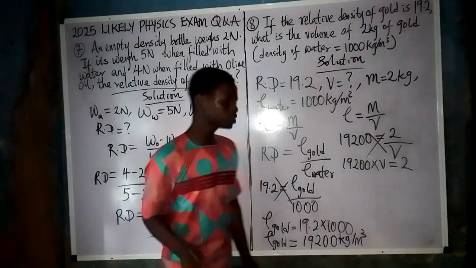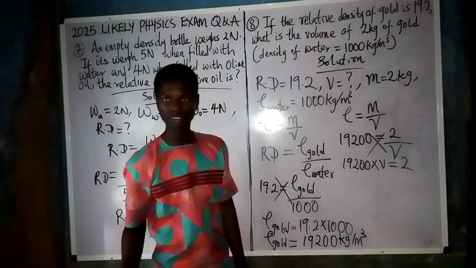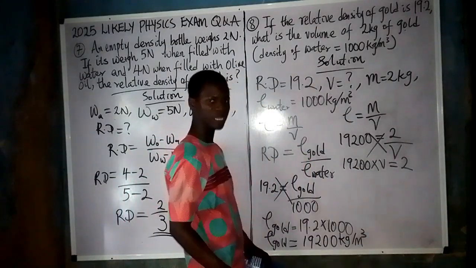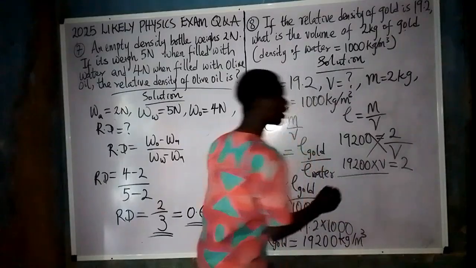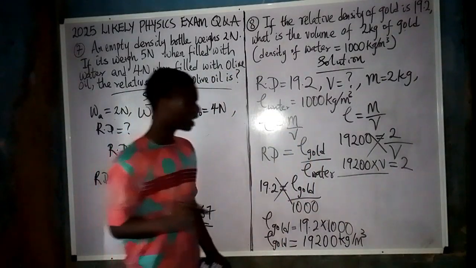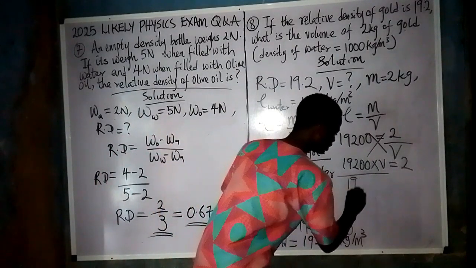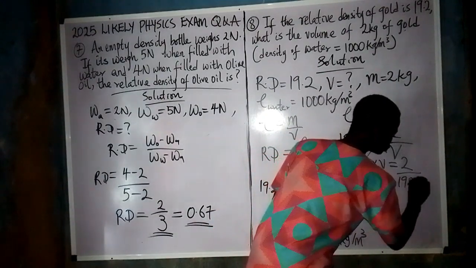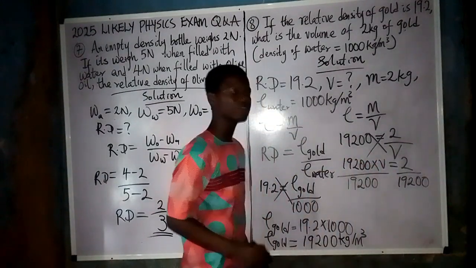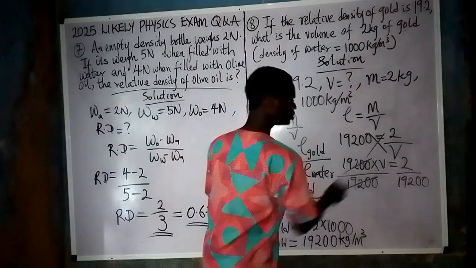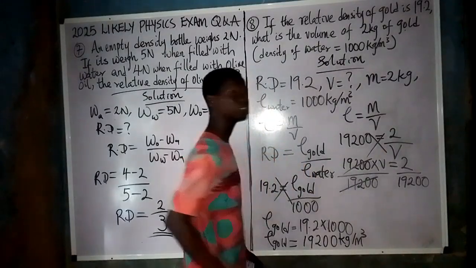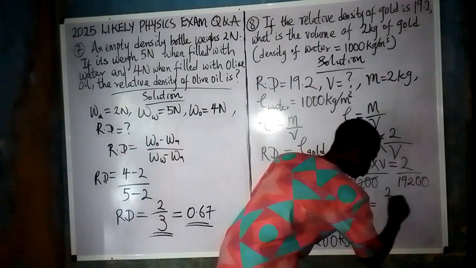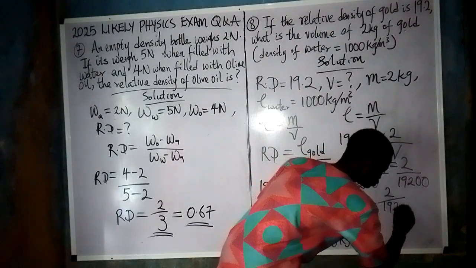Now we are asked to find V of gold. How do you do that? Make V subject. How do you do that? Divide both sides by whatever is attached to V. And what is that? 19200 over 19200. What will that now give us? This will cancel this. What is left on this side of the equation? Simply V equals 2 over 19200.